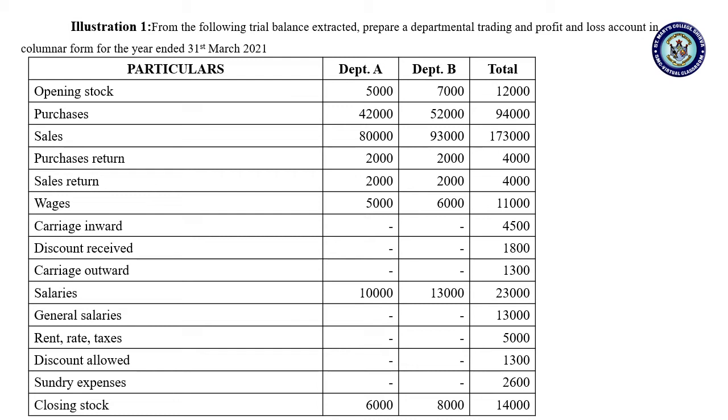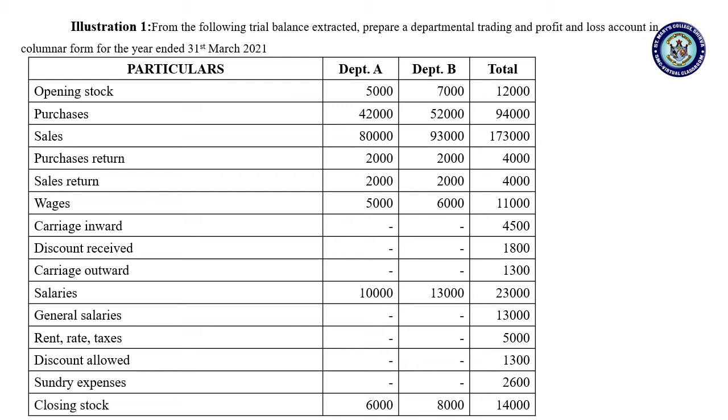Now, next one, discount received. So you are receiving the discount, means it is income. It is recorded on the credit side of P&L account. Discount received is an income, so it is recorded on the P&L side. Sorry, credit side of the P&L account. Carriage outward, again it's a P&L item.